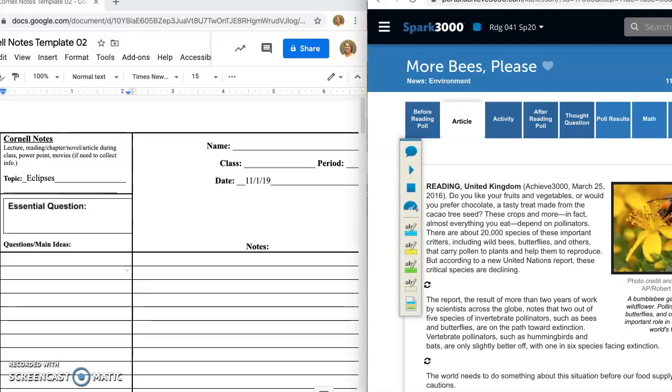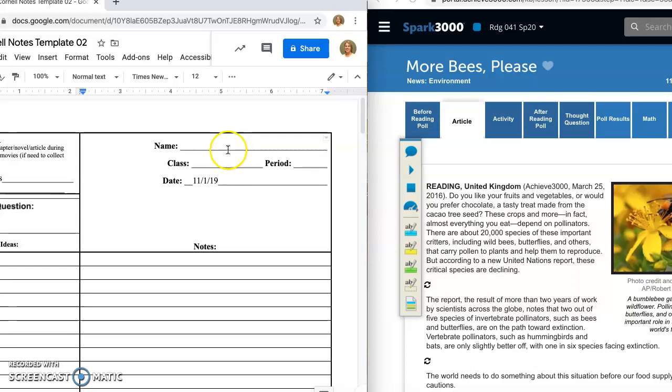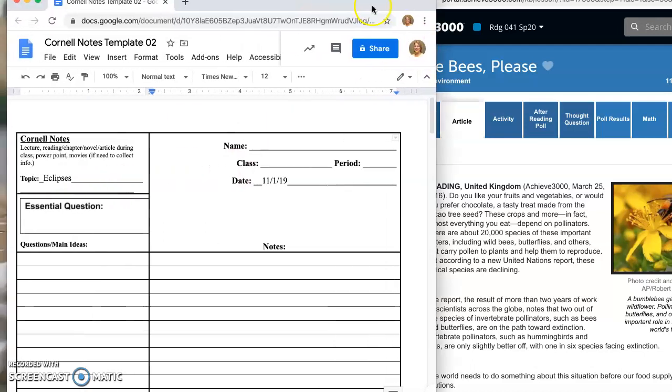All right, what I have pulled up here is an article from Achieve 3000 that you are more than welcome to read. I'm going to read part of it to you and go over the note-taking method with it using Cornell Notes. And then you see this blank template. Now this template is going to allow me to type in it. So if I were really doing this, I would put my name, probably reading 2 or whatever class it is, and then I would put the date. I'm going to scroll back and move this over. So the topic here is not eclipses, but it's bees. I'm going to look at the title. It's called More Bees, Please.